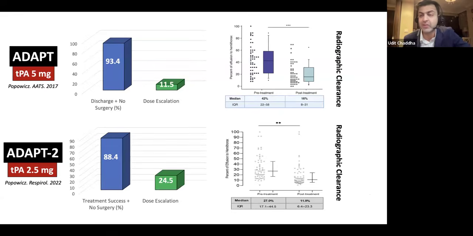So why do we need 10 milligrams? And Gary and his group have actually studied this with a 5 milligram dose, and in the ADAPT-2 study, a 2.5 milligram dose. And my understanding is they are further reducing the dose to 1 milligram now. And you can see on this graph on the left that the need for surgery and the successful discharge is pretty much similar to post-MIST publications with about 90% success rates.